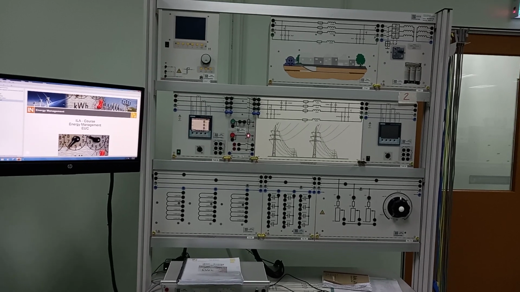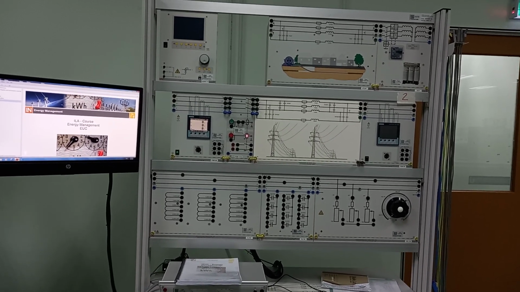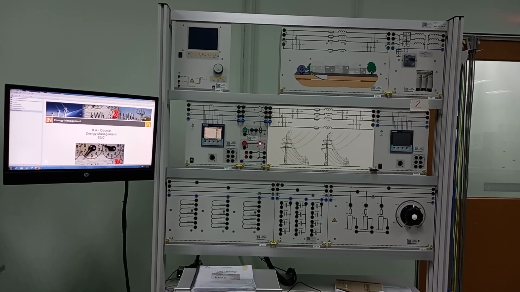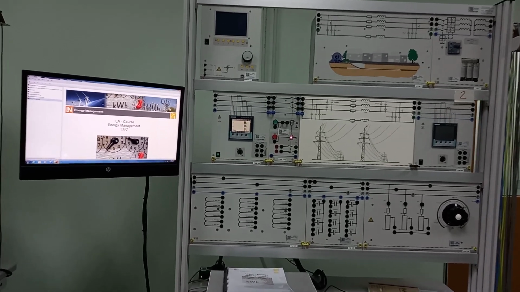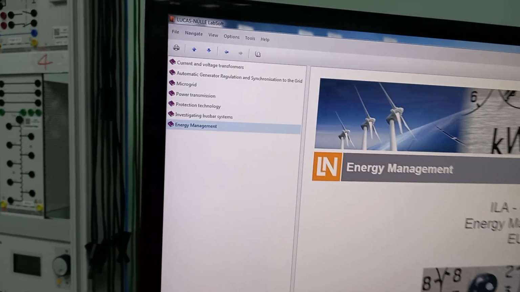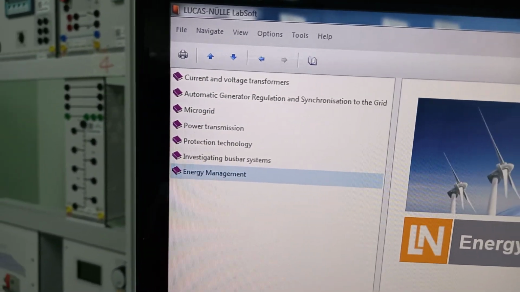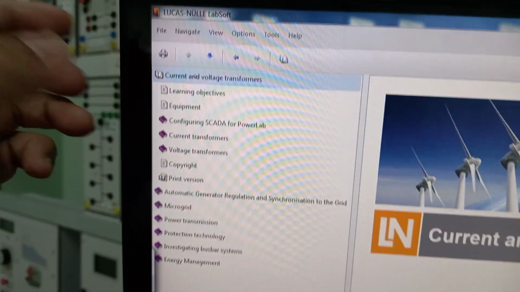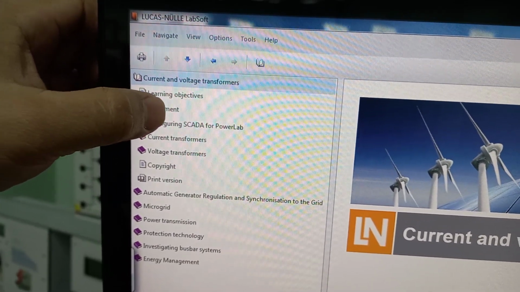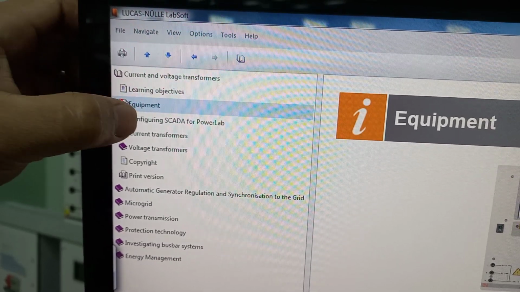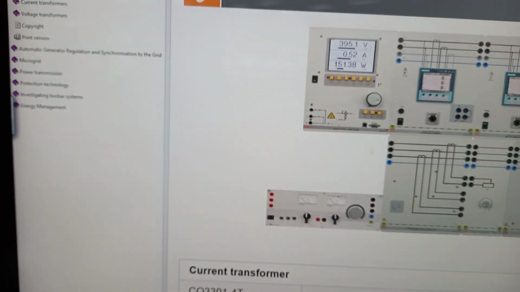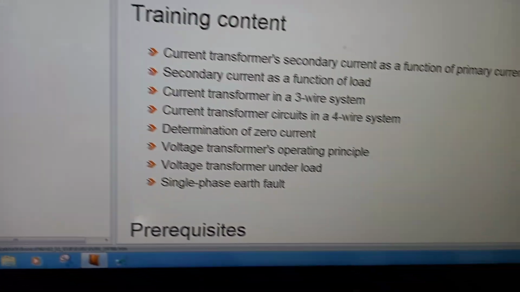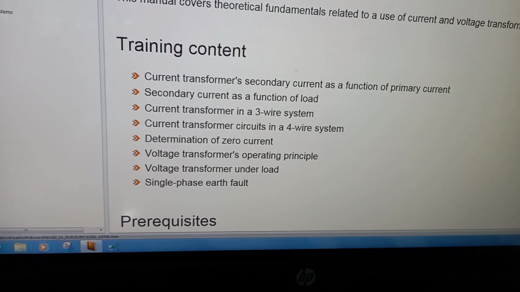So today I would like to introduce the simulator that is available in our power system technology labs. In this simulator, it offers numerous experimental works. So this is the domain of the experimental work. And for instance, inside these experiments contain several training contents.